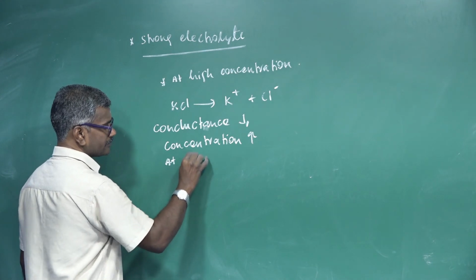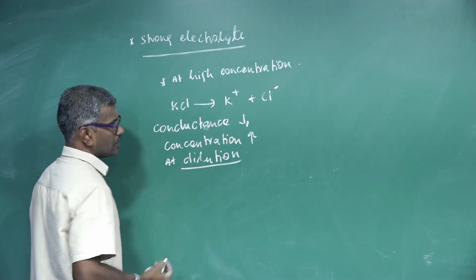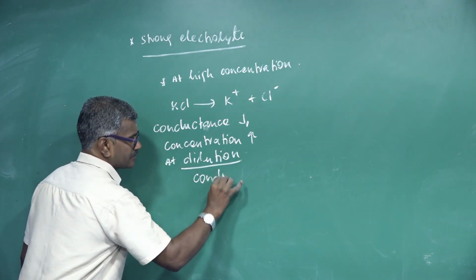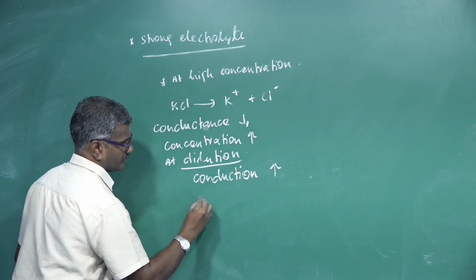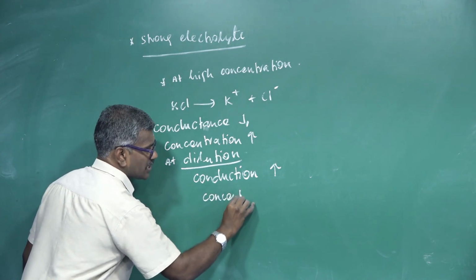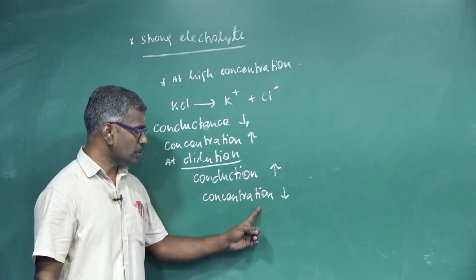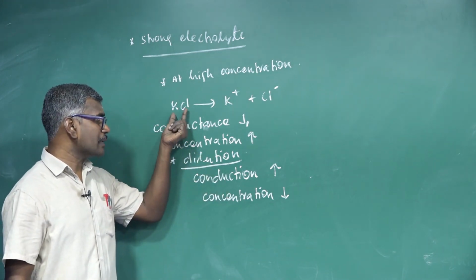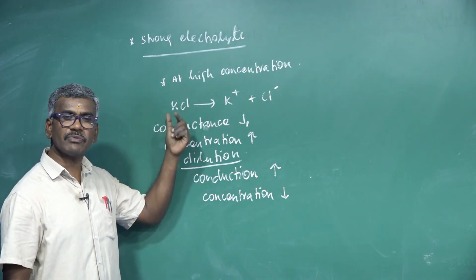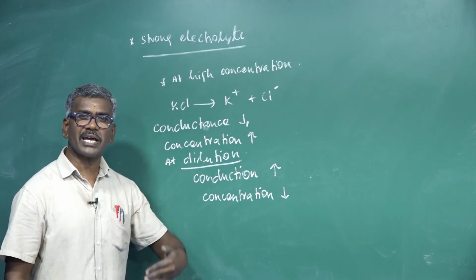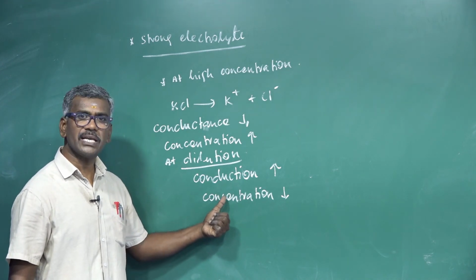At dilution, conductance increases and concentration decreases. This is because the inter-ionic attraction between the two ions is very weak. The number of ions increases. As more ions are present, conductance also increases, and the concentration decreases.